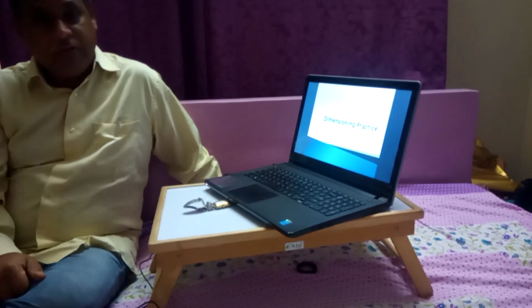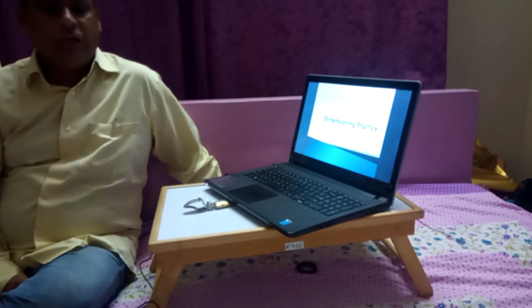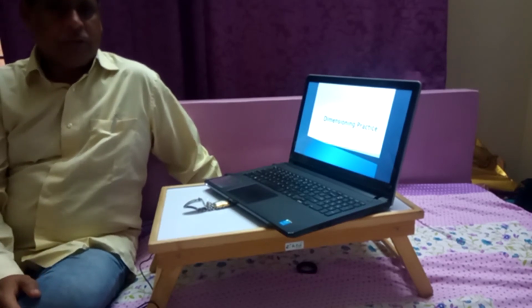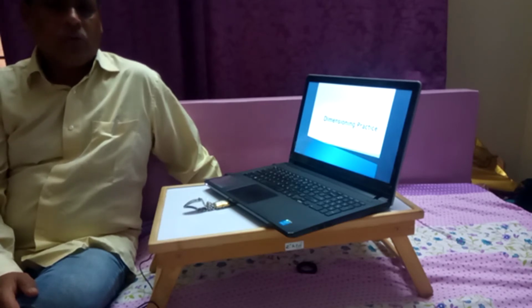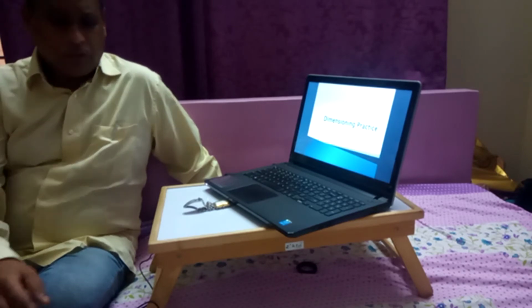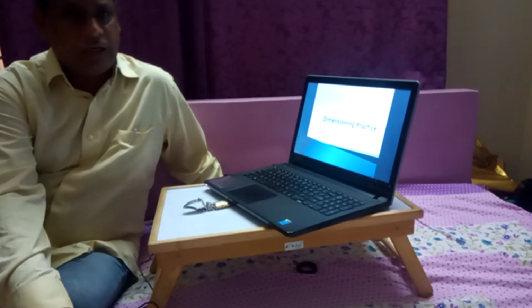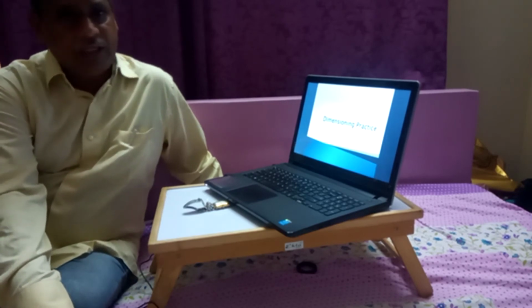So we have seen what rules we have to follow for lettering. Lettering is a very small chapter, hence here we are clubbing two different chapters, dimensioning practice and lettering, to make this session. So in this session, in the second part, we will be dealing with the dimensioning practice.